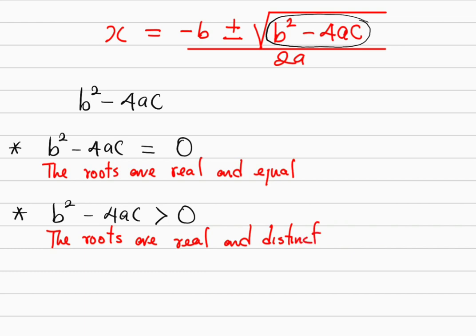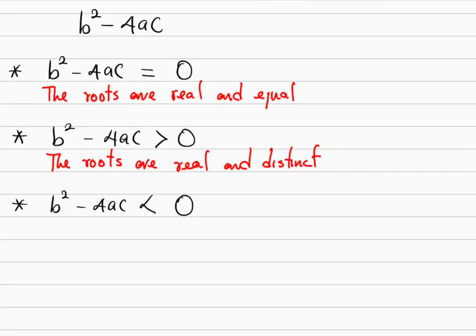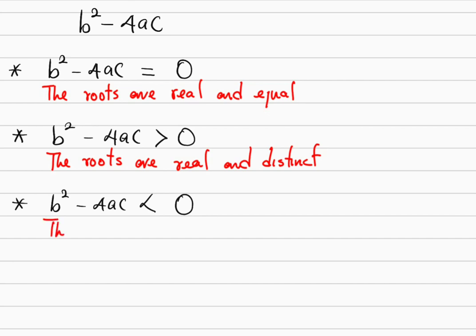Okay. Then let's go to the third possibility that we're going to be discussing, where b squared minus 4ac is actually less than 0. Now, once you have this, the conclusion is that the roots are imaginary. That is, they do not exist in a real plane. They are complex. We're not going to be discussing that now.